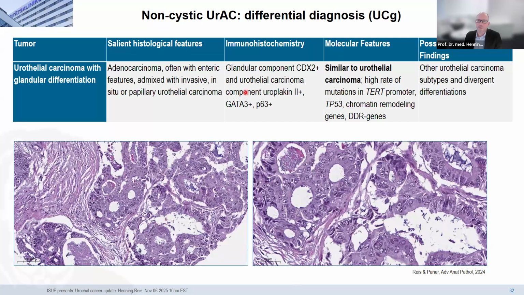The glandular component is also CDX2 positive, so that doesn't help. So in UCG, also in urachal adenocarcinoma, but GATA3 can help a little bit. And if you have access to molecular, then TERT promoter mutations are way more common in these UCGs than in urachal cancer adenocarcinomas. There are some cases, actually, I have seen one, and we looked into this case very long to exclude that it's anything else, but it was just this one case in a cohort of roughly 40 cases. So it's a rare event.